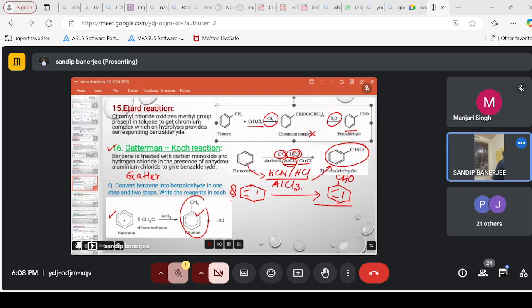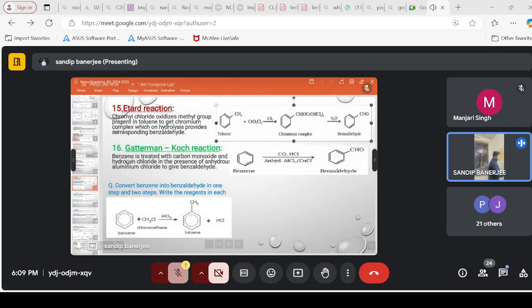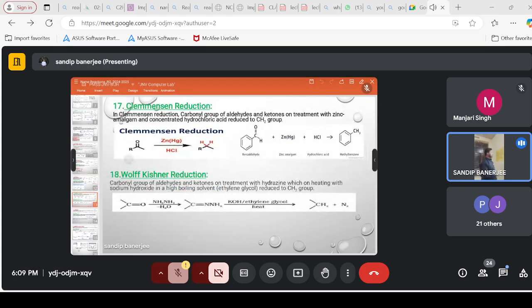The difference between Gattermann and Gattermann-Koch is only two things. One is that HCN is a poisonous gas. Though CO is also poisonous, HCN is more poisonous. And second, most importantly, the product percentage yield: the Gattermann-Koch gives you better product because of the CO. Understand? Any question, anyone? This question is very crucial: convert benzene to benzaldehyde in one step and two steps. Any question, anyone?